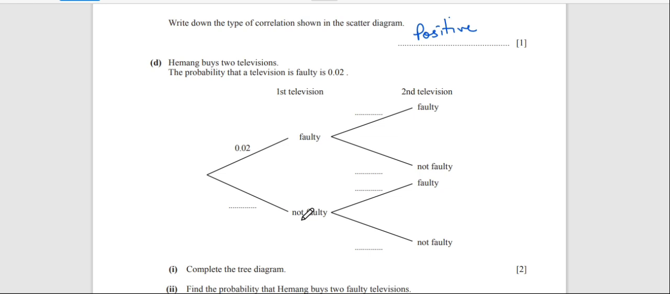The probability that a television is 40 is 0.02. So if the probability that a television is 40 is 0.02, that means it's not 40 with probability 0.98, because the sum of the probabilities is definitely going to give you 1. So that's for the first television. Then for the second television, of course, we follow the same way: 40, 0.02, and not 40, 0.98. Without being asked, we can quickly find the values of this.